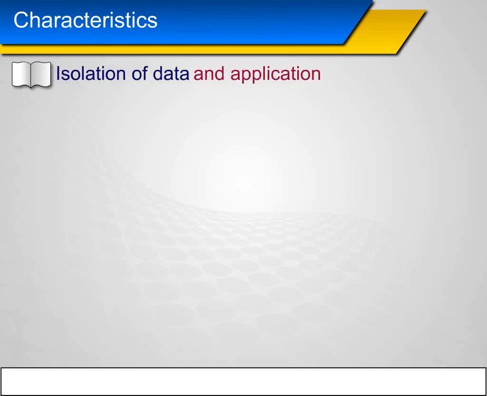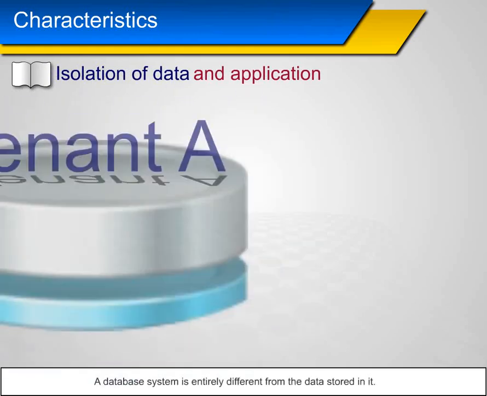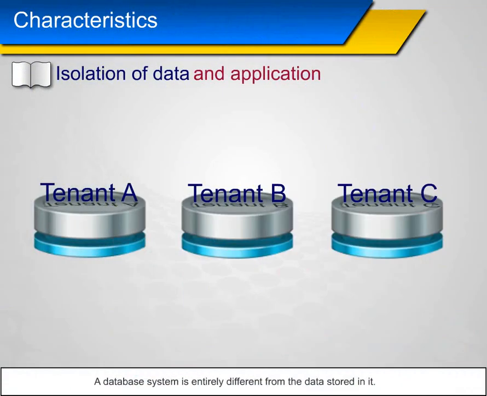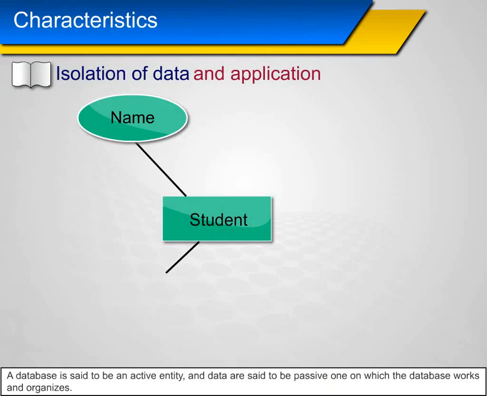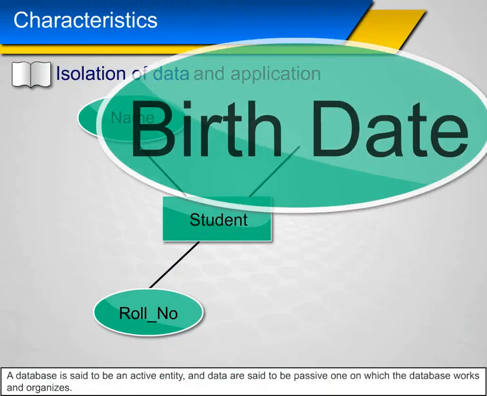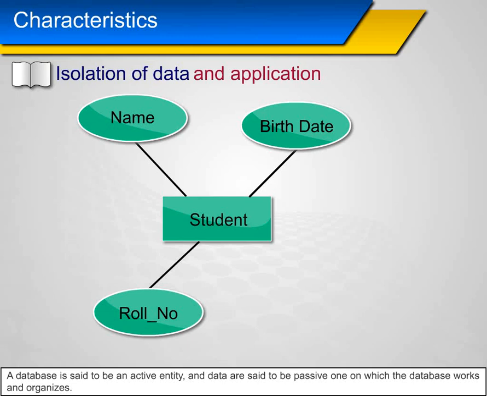Isolation of data and application. A database system is entirely different from the data stored in it. A database is said to be an active entity, and data is said to be the passive one on which the database works and organizes.